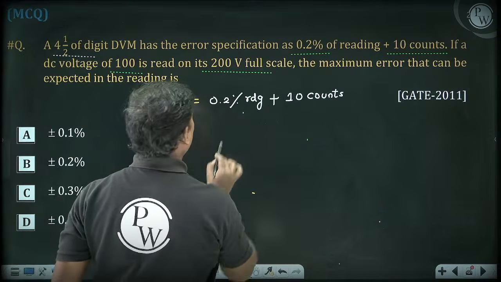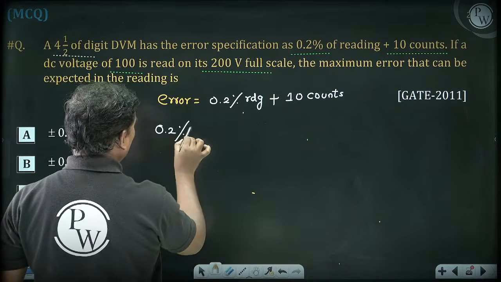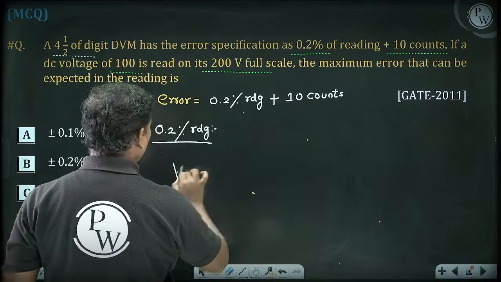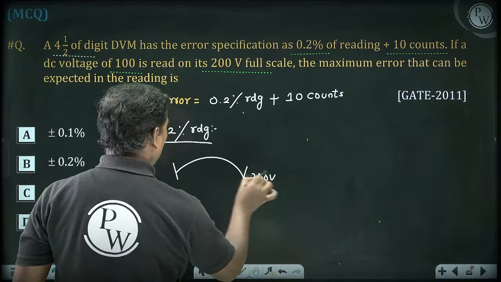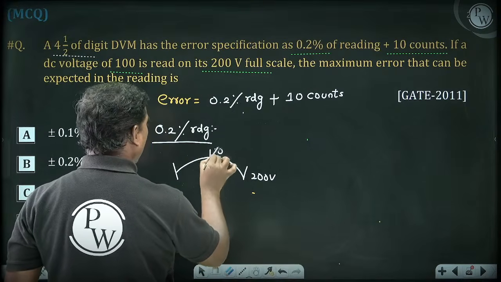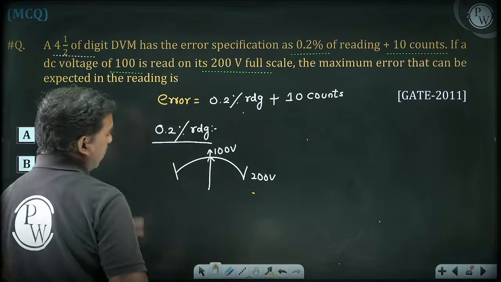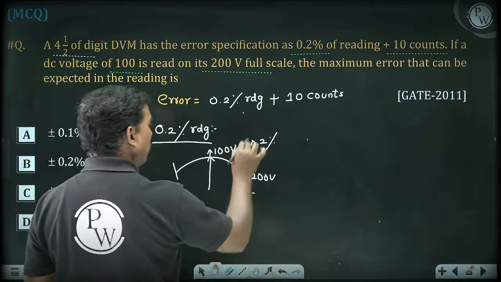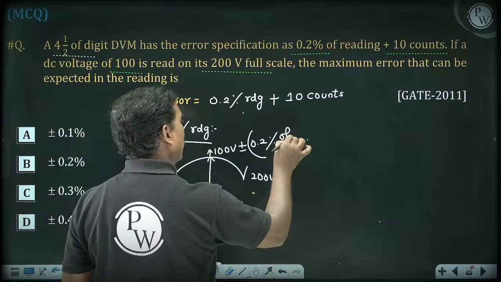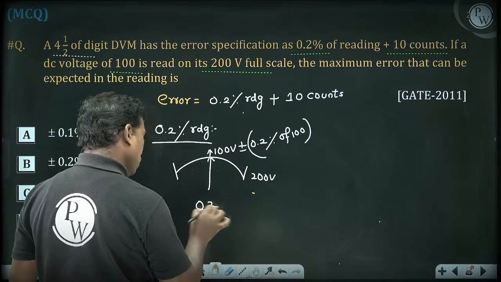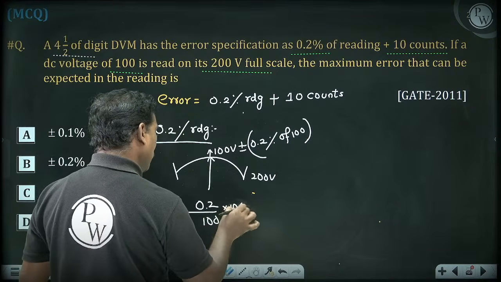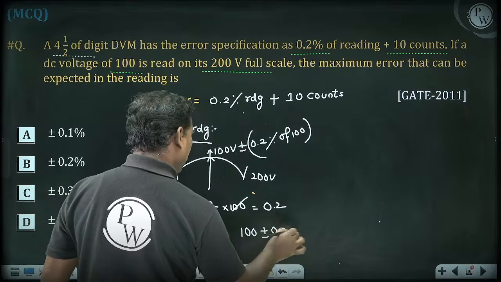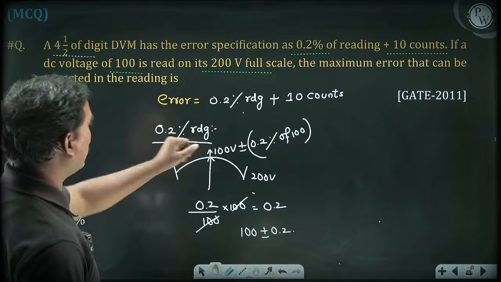So first let us do the 0.2% of reading error. 0.2% of reading means what? 100 is read on 200 volts. So 200 volts is this and the reading is how much? 100 volts. In this the error is 0.2%. So 0.2% of 100 is 0.2. So that means 100 plus or minus 0.2, or else 0.2%, that is fine.